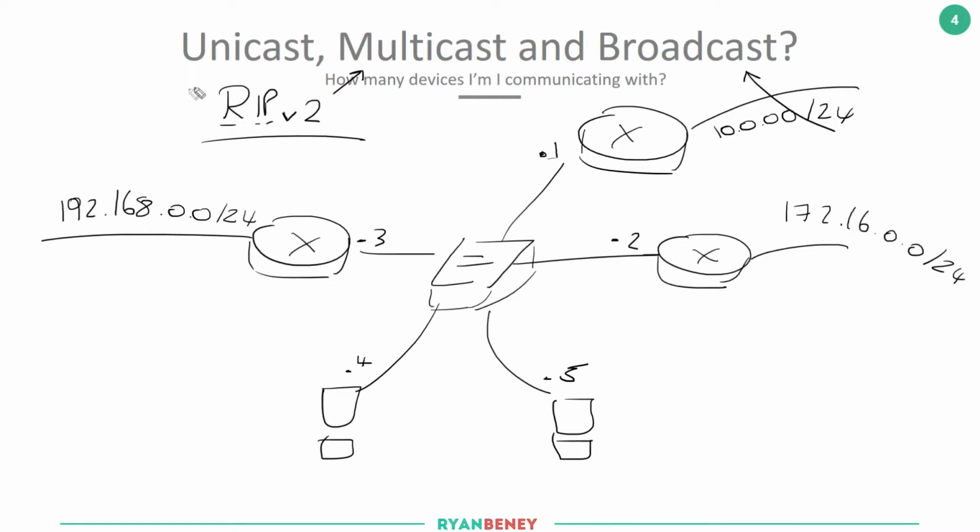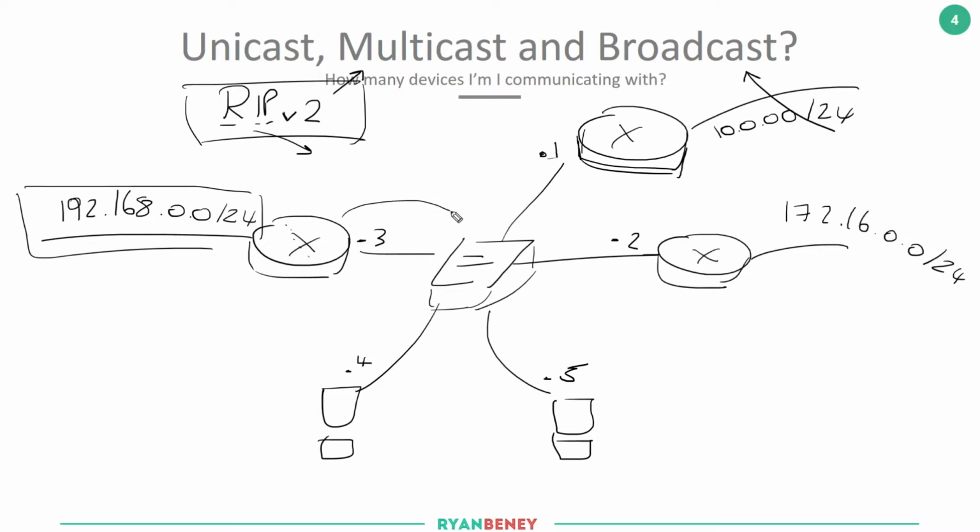Now, the responsibility of RIP is to advertise the routes, or advertise prefixes, to one another. So for example, let's say this router is aware of 192.168.0.0/24, but this particular router doesn't know how to get to 192.168.0.0/24. So RIP can be used to advertise this router as a gateway for 192.168.0.0.